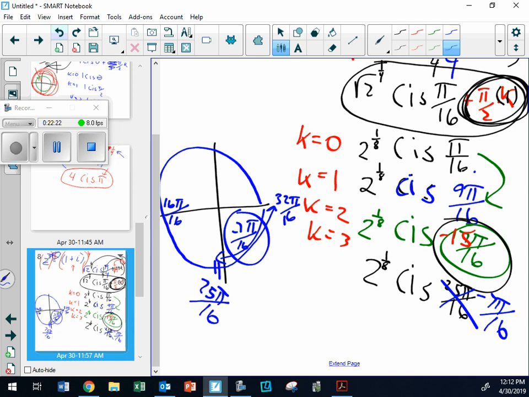How about this? Would you agree that the original answer was 25 pi over 16? Were you with me there, that it was 25 pi over 16? Would you agree that that's past 16 pi over 16, and therefore down here? Then the only reason I'm trading it out is because I want to go with a smaller negative answer instead. That make sense? Okay. That's right.